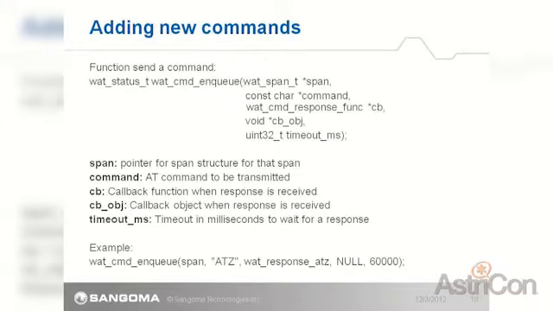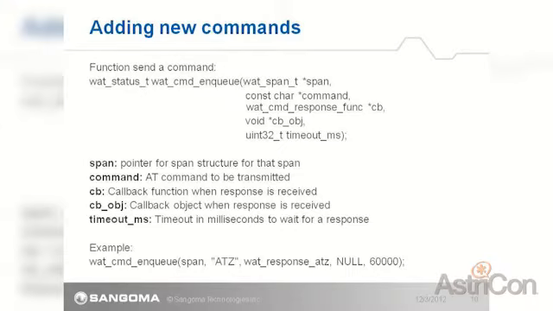So we spent some time working on the core so that every time you want to add a new command, it's fairly easy and straightforward. This is the function to implement to add a new command. The function name is wat command enqueue. The first parameter is your span structure, so you have one span for every GSM module. The second is the actual command.